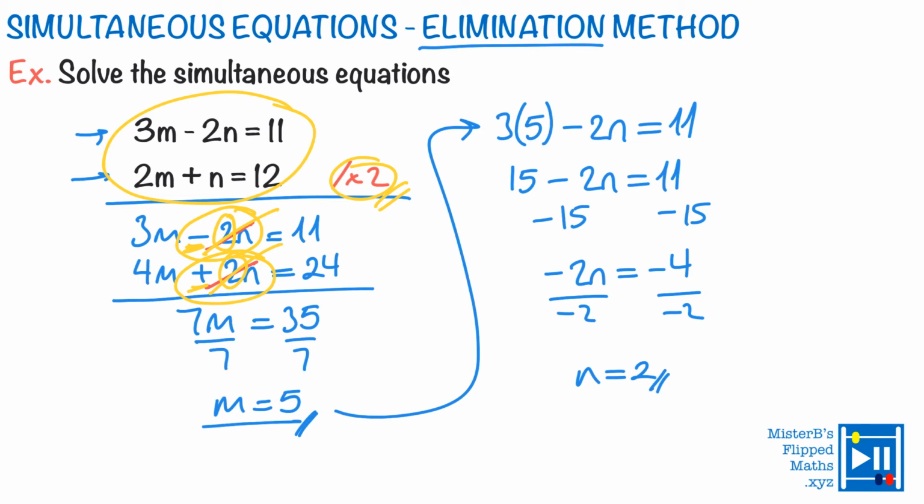Once you cancel one of the unknowns, you end up with a linear equation with one unknown, which you can easily solve. And then once you find the value of one unknown, you can make a substitution either in the first equation or the second equation to end up with the second unknown. So this is the core of the elimination method.